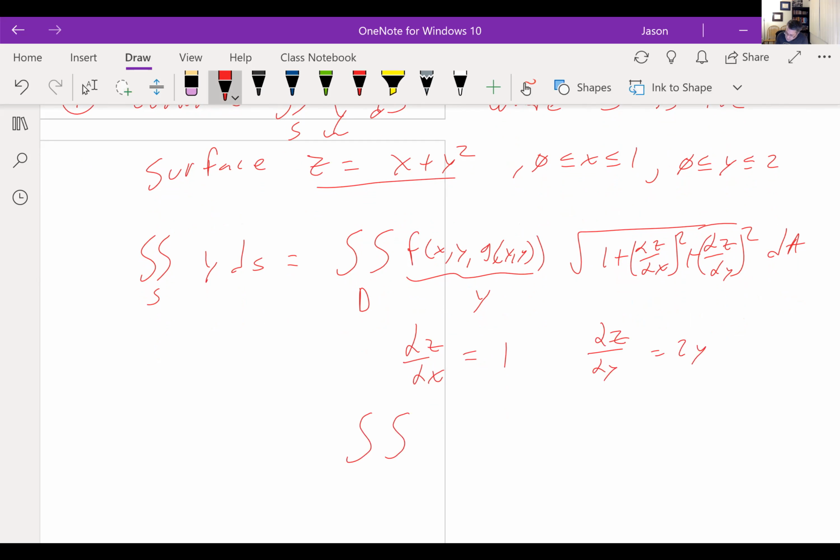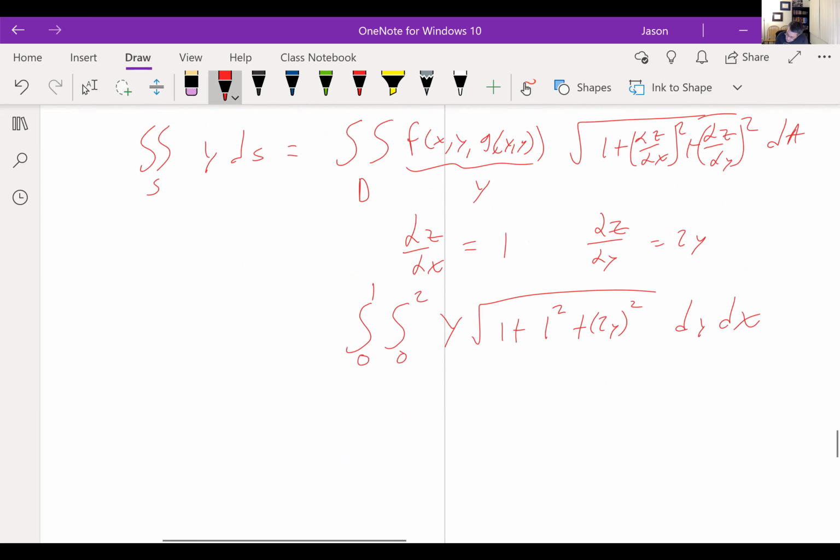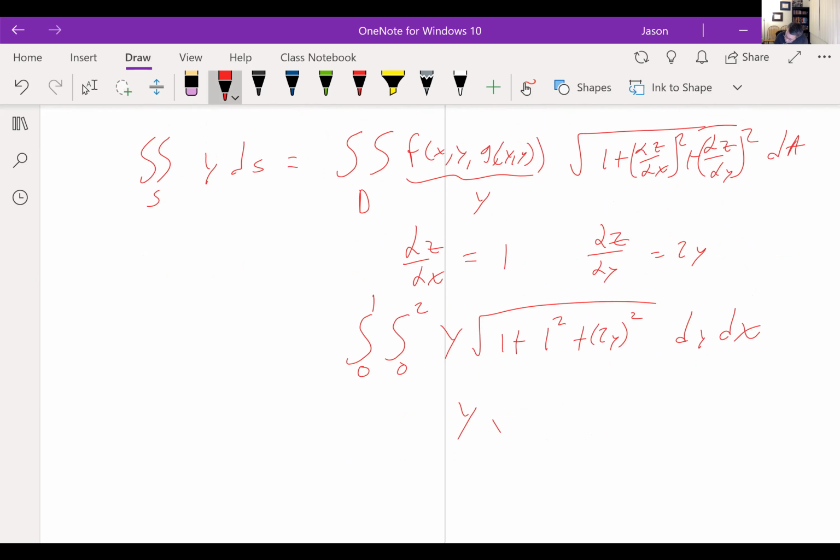My domain is going to go, x's from 0 to 1, and y's from 0 to 2. So this is y times the square root of 1 plus 1 squared plus (2y) squared, dy dx. This is going to be 1 plus 1, which is 2, plus 4y squared. dy dx from 0 to 2, 0 to 1.